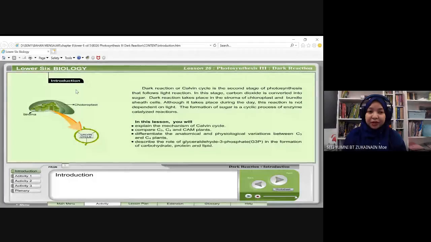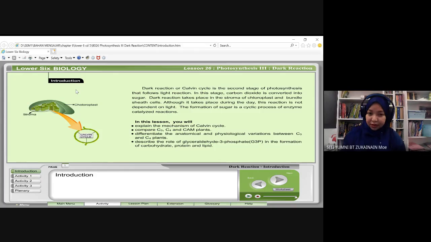Okay, so today's topic is the light independent reaction, or we say dark reaction. Why? Because light independent reaction means that the process doesn't need light, so it happens at night or day. It just happens when the ATP and NADPH required are enough for them to do the process.